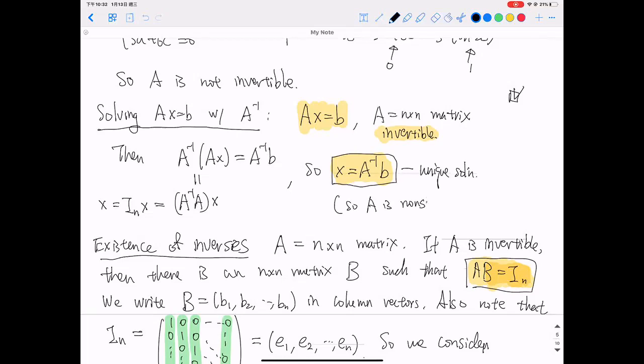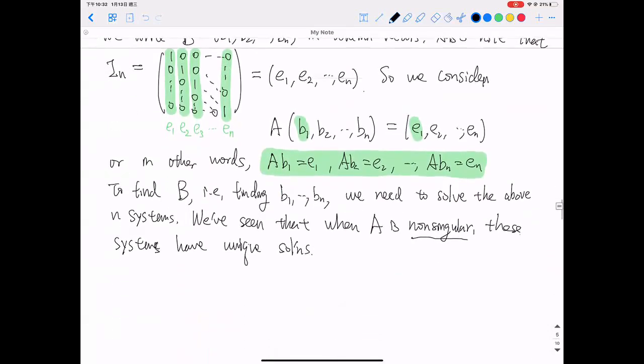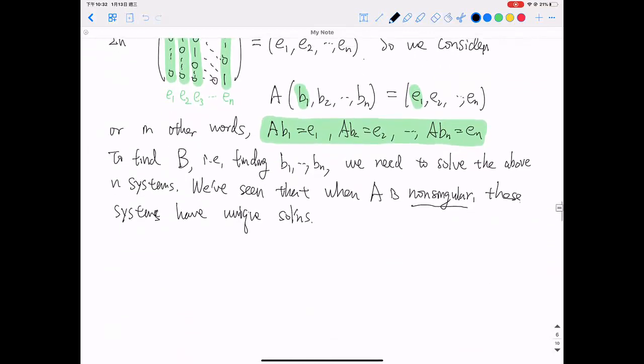And this, by our definition, means that A is non-singular. So we can almost convince ourselves that being non-singular is the same as being invertible, which is true. But for the proof of that, we need the following lemma.